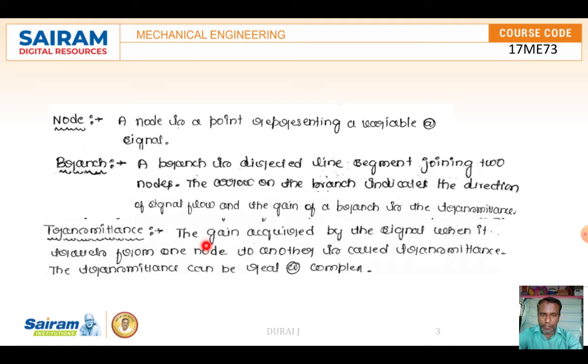Transmittance: the gain occurred by the signal when it travels from one node to another is called transmittance. The transmittance can be real or complex. The gain occurred is called transmittance.